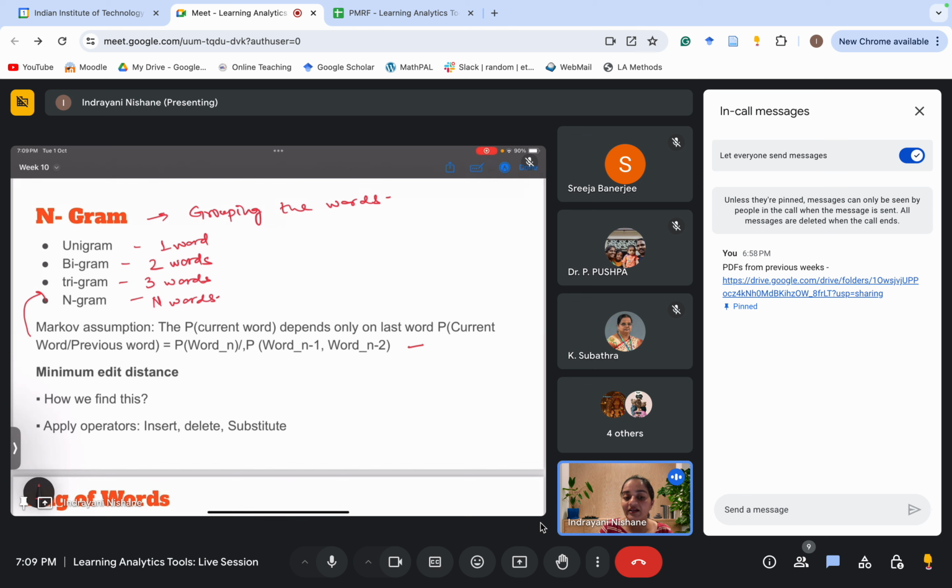What is the minimum edit distance? Edit distance is how many alphabets in that word we need to replace so that the new word is generated. So in order to generate new words, the number of alphabets we need to replace from the older word is the edit distance.